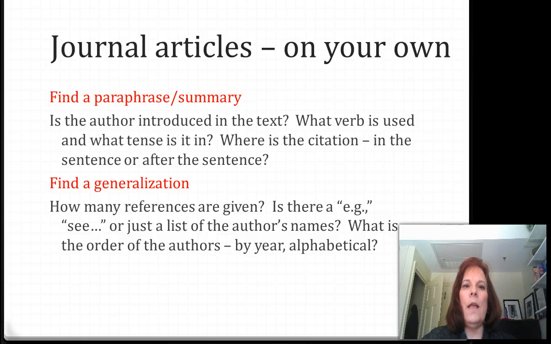So again, let's look at the journal articles that you have in front of you. Note, find a paraphrase summary. Has the author been introduced in the text? What verb and what verb tense is used? Where's the citation? Has there been a partial quotation? And if so, is there a page number? And then find a generalization. And see also if you can find where they might say, for example, and just give an example of the work, or do they just list the author's names? Really stop the tape right now and look at those journal articles. How do they use it in your own field?